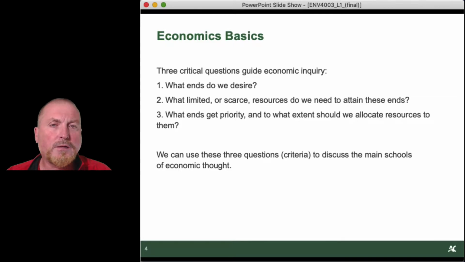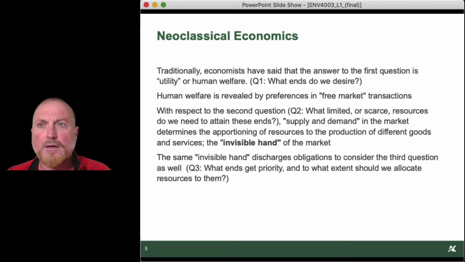Three critical questions guide economic inquiry. What ends do we desire? What limited or scarce resources do we need to attain those ends? What ends get priority, and to what extent should we allocate resources to them? We can use these three questions or criteria to discuss the main schools of economic thought, and we will discuss how those relate to the environment, okay?